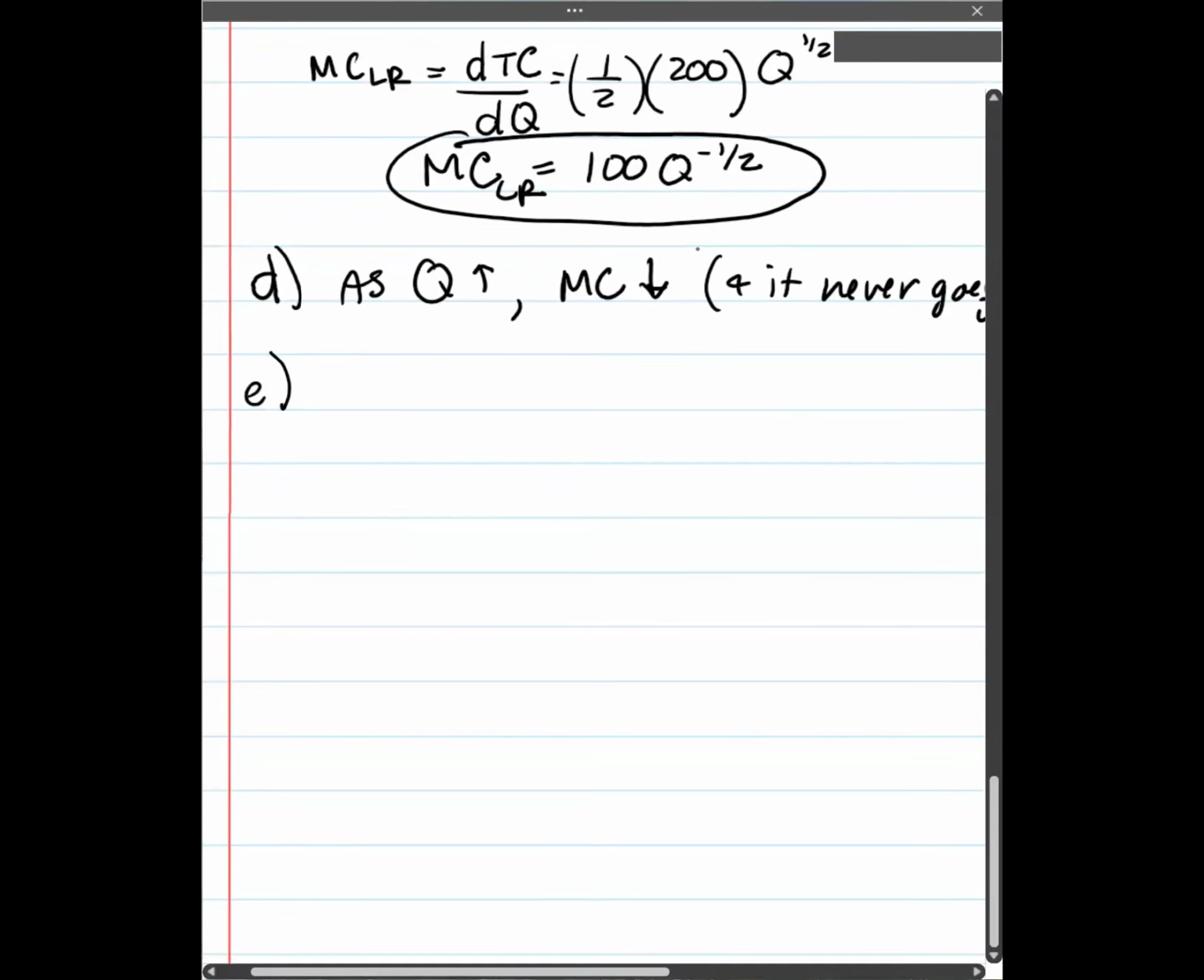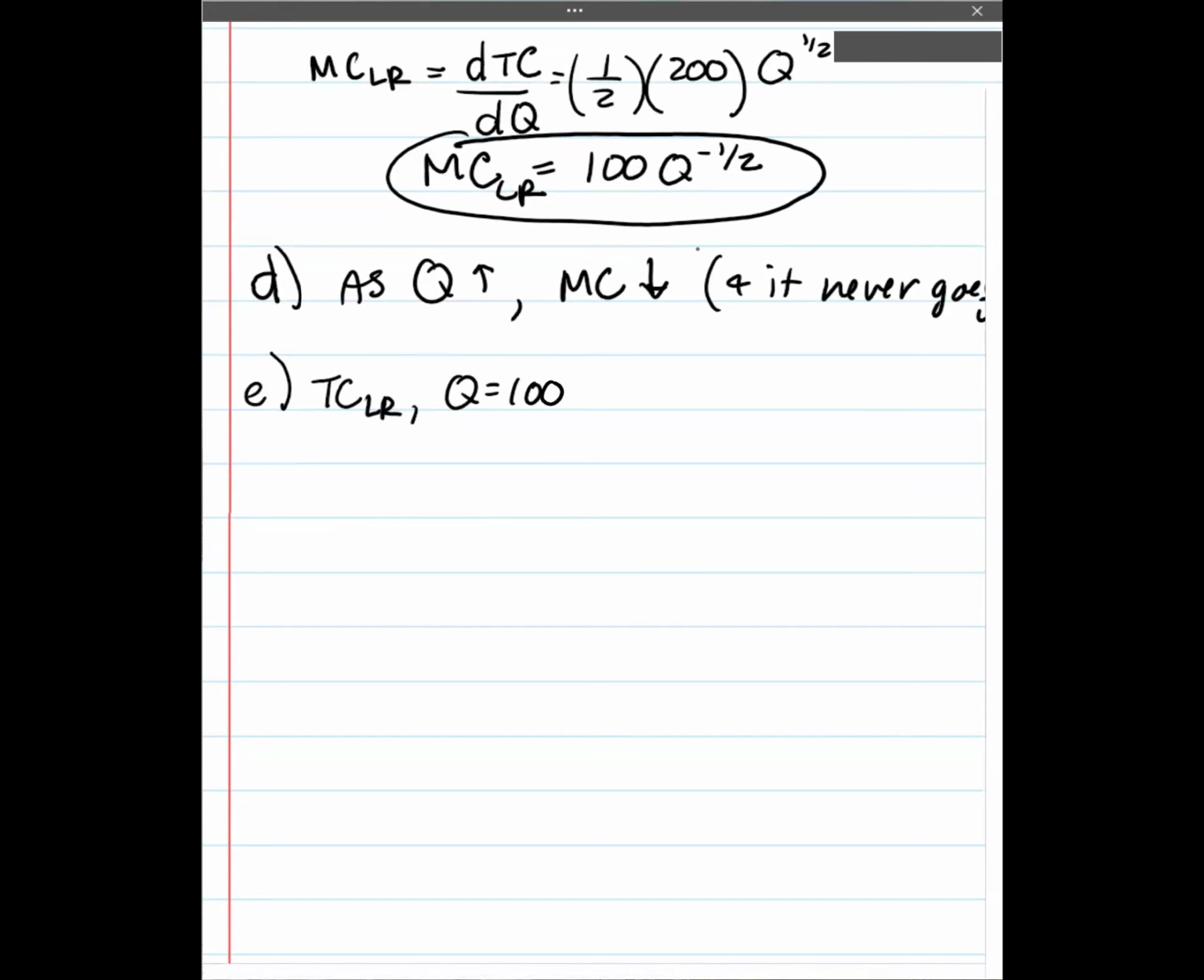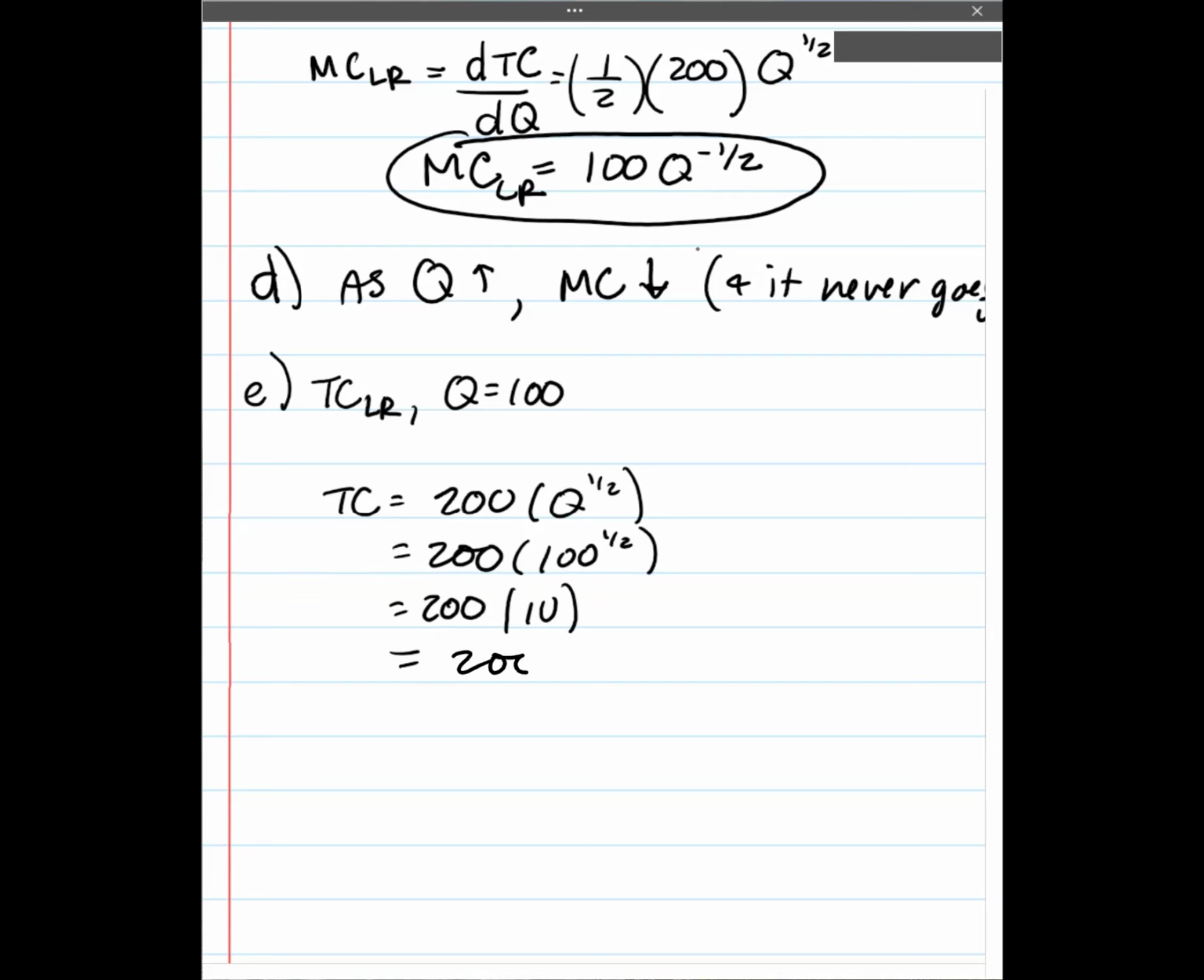Part E asks us to find the firm's total cost in the long run when quantity is equal to 100. So we know that the firm's total costs are equal to 200 times quantity to the 1/2 power. So we'll have 200 times 100 to the 1/2 power, so the square root of 100, which is 10. So we're going to have total costs equal to 2,000.